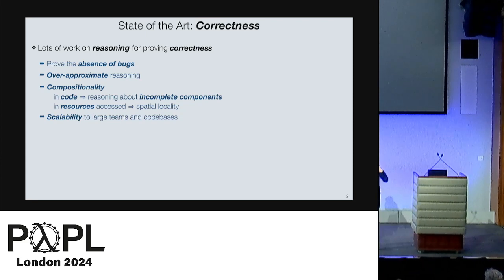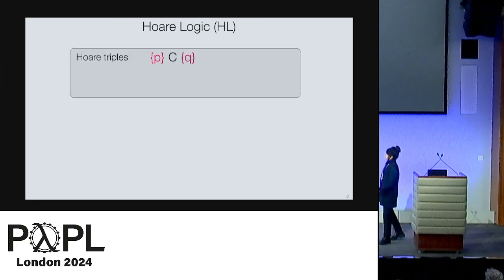They allow us to scale our techniques to not only huge code bases, but also to large teams, which is particularly important for CI/CD, continuous integration, continuous deployment, and so on. So what all these techniques have in common, at least up to a certain degree of abstraction, is that, like I said, we can think of them all as instances of over-approximate reasoning. And the idea behind all of them, more or less, can be captured by the good old Hoare triples.